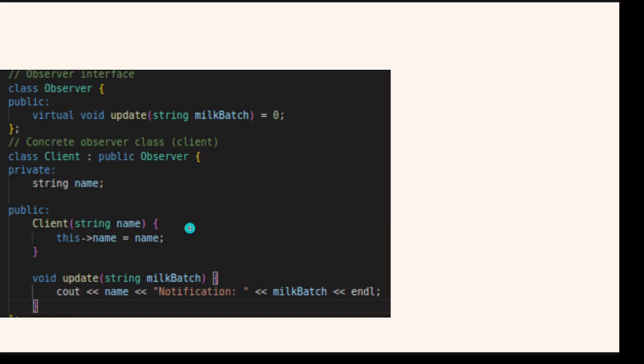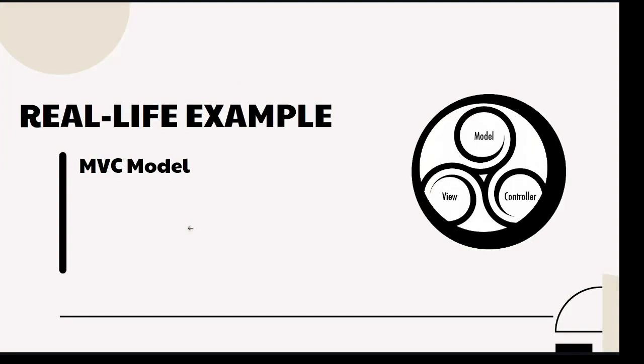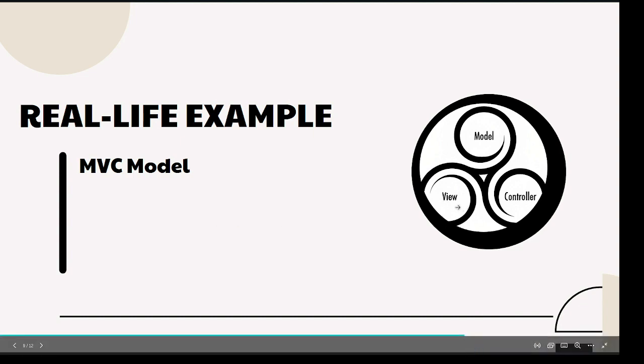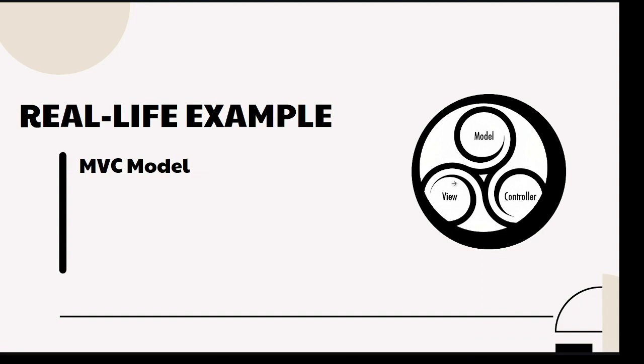So let's move on to the application of the observer pattern in real life. There are a lot of examples of the observer pattern, but I will take only the one most used today, and that is the MVC model. MVC stands for Model View Controller architecture used in web development. The model is the subject and the views are the observers. So when the model changes, all the views are notified and updated automatically.